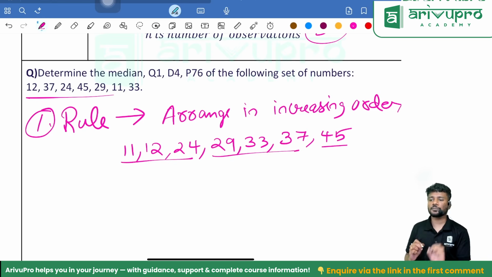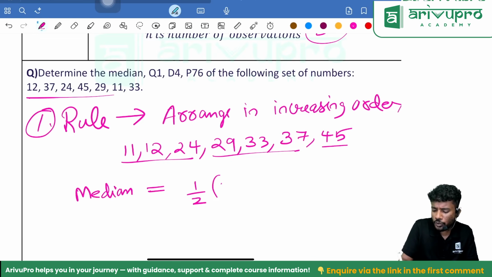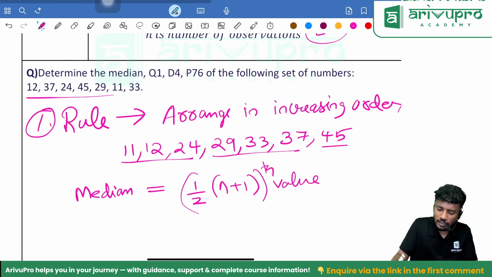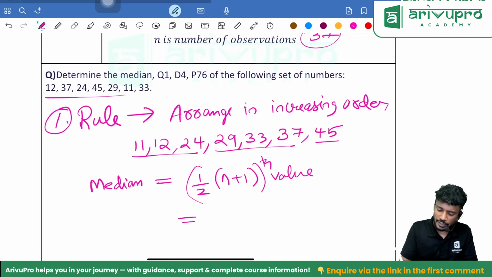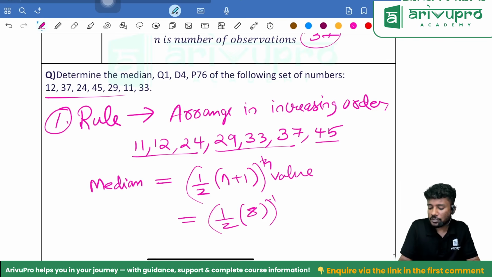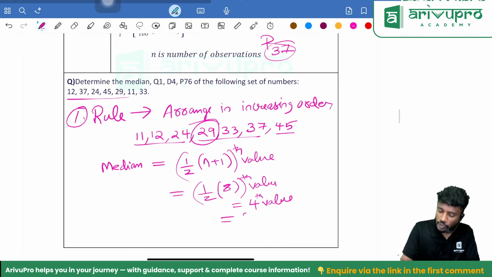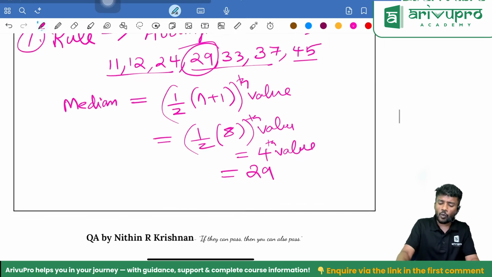Now, you tell me what is the value of median. Median is nothing but 1 by 2 into n plus 1th value. That is nothing but 1 by 2 into n plus 1. How many terms are there in total? 7 terms. So, 8 value. 8 by 2 is how much? 4th value. Which is the 4th value? 29. So, median is 29.